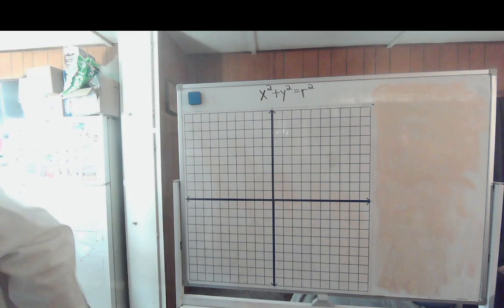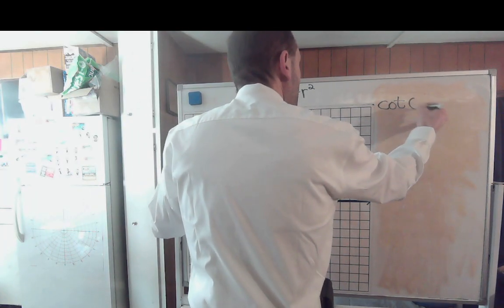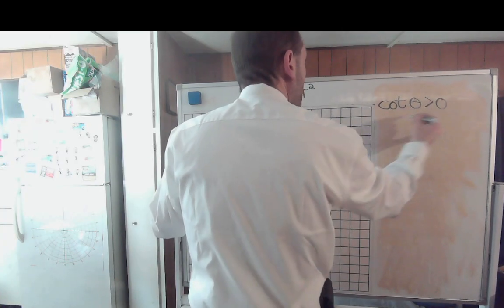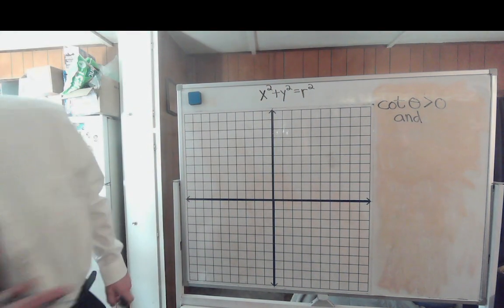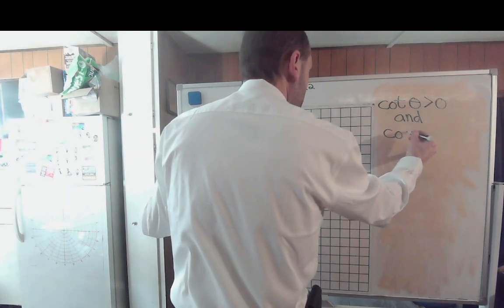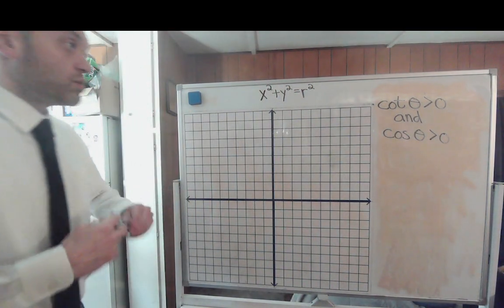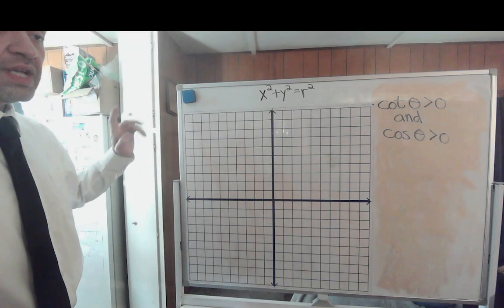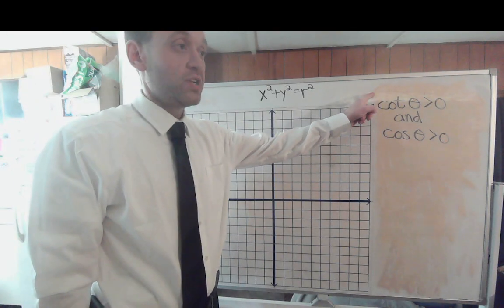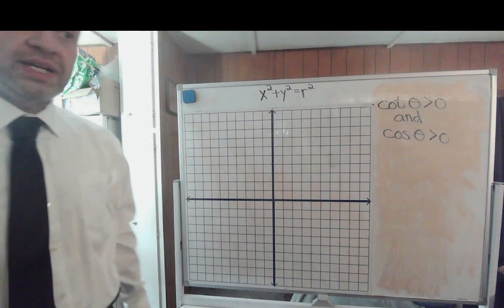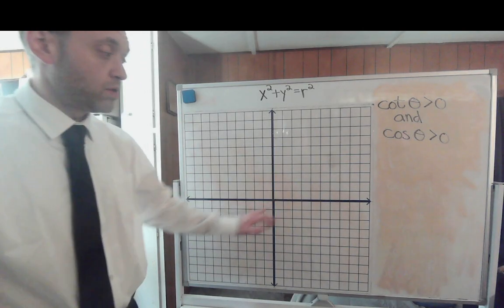All right. This time we're given that the cotangent of theta is greater than 0 and we also have to consider that the cosine of theta is greater than 0. So let's consider which quadrant this angle lies in. First start where the cotangent is greater than 0. Your cotangent's only positive in either quadrants 1 or 3. So it's going to be in either quadrant 1 or 3.